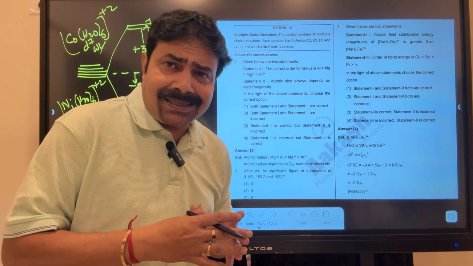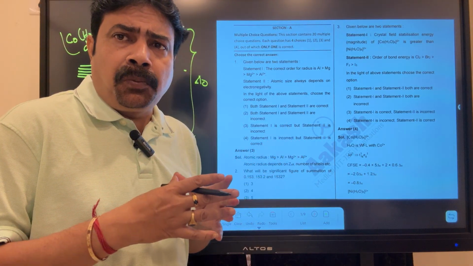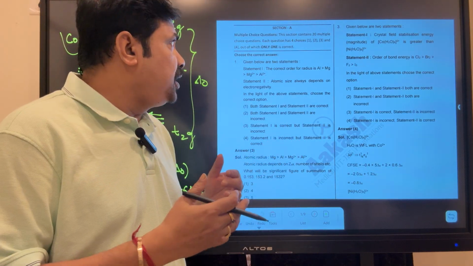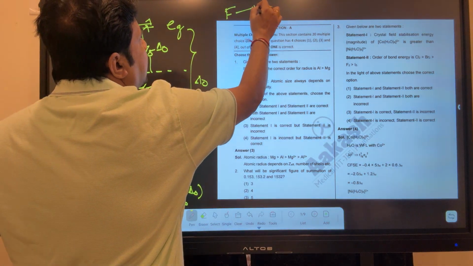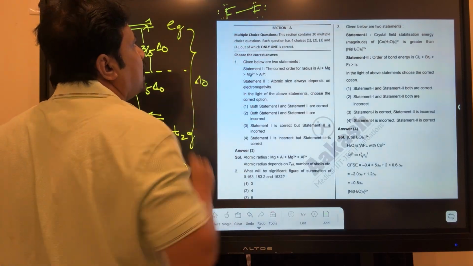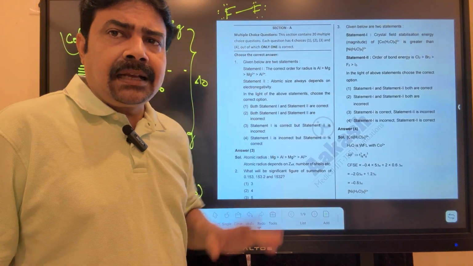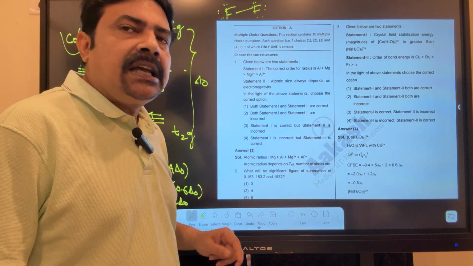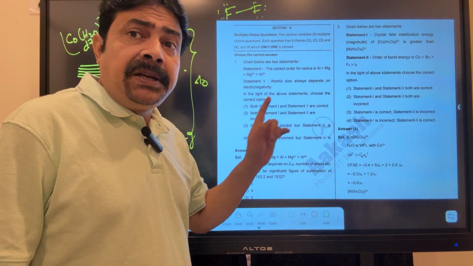Because fluorine is small in size, overlap will be more, so bond strength will be more and bond length will be less. But fluorine has lone pair repulsion. Fluorine will have a lone pair repulsion, like this. That's why bond dissociation energy will be lower than bromine, but a little higher than iodine. That's why that order is the correct order. That's why statement 1 is incorrect, statement 2 is correct.